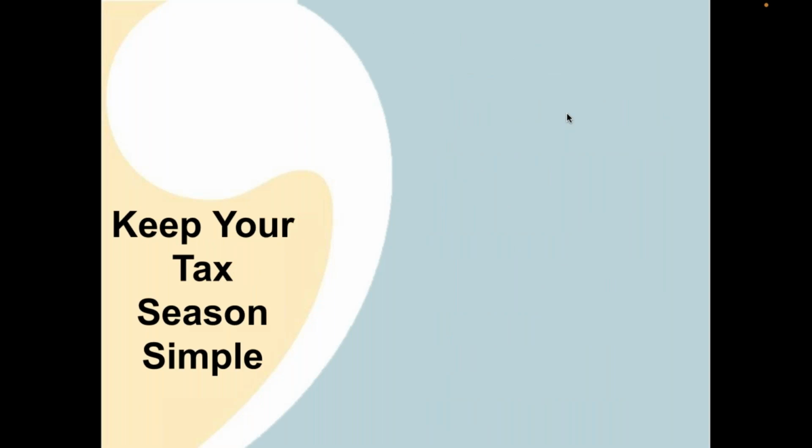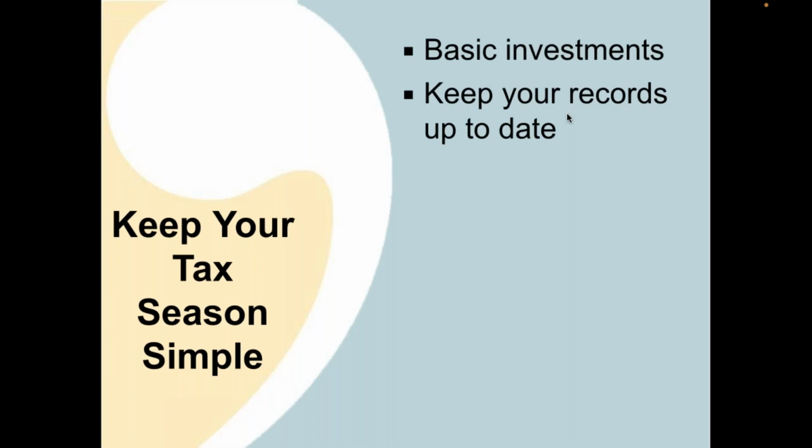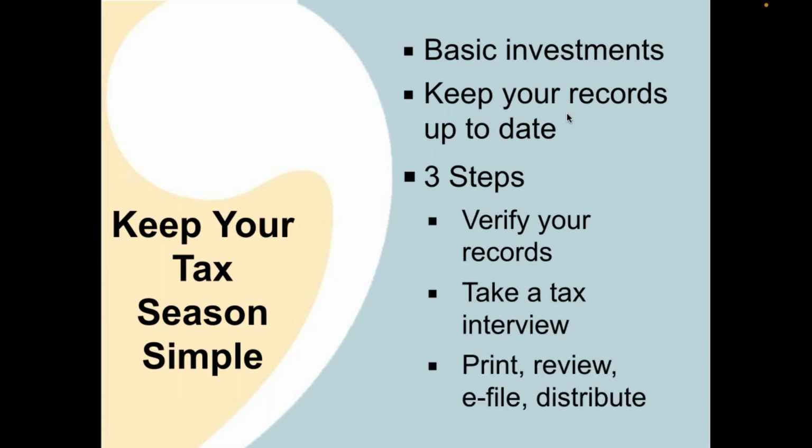In summary, remember to keep your club accounting simple and your tax time peaceful. You can have a great club and comply with IRS regulations without any elaborate accounting knowledge. All you need to do each year is stick with basic investments in publicly traded U.S. corporate stocks. Check your records at least once a month to make sure they're staying correct and up to date. And if you do so, preparing your taxes can be done with these simple steps. Verify your records, take a tax interview, print, review, e-file, mail your tax forms, and distribute your documents to your members.